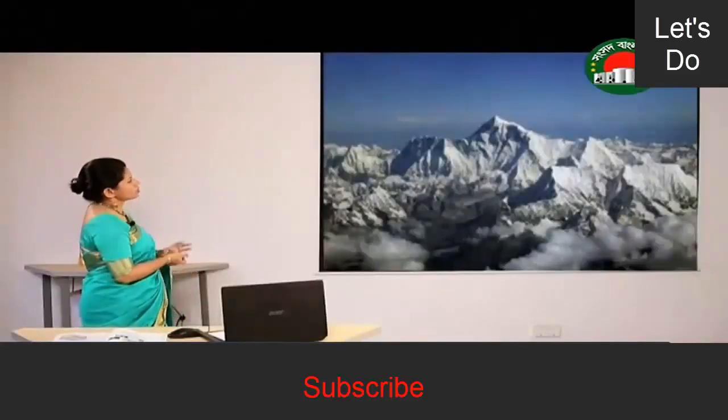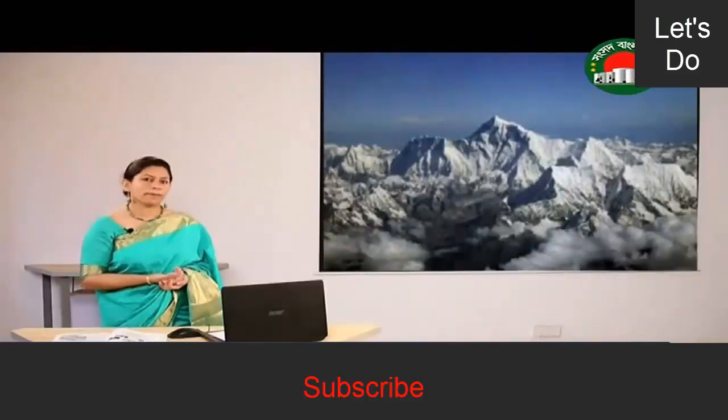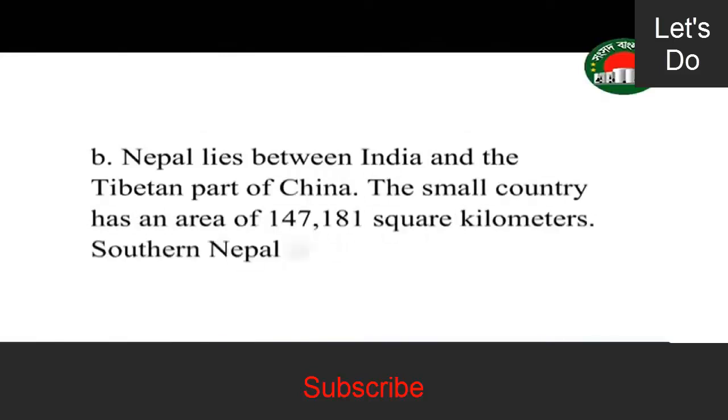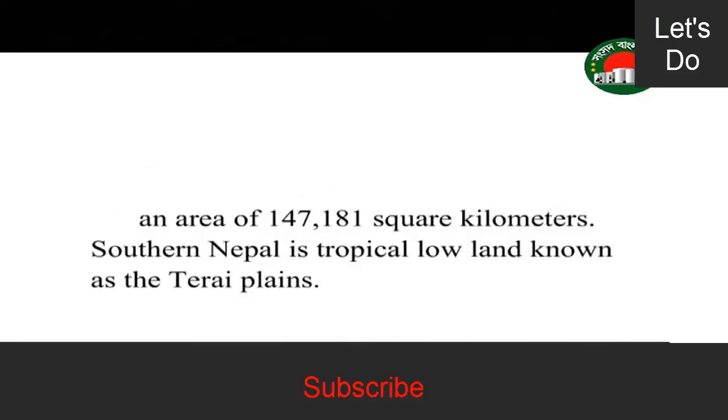Okay. So the first passage. What does the first passage tell about? The first passage tells about the natural beauty of Nepal. Okay, passage B. Nepal lies between India and the Tibetan part of China. This small country has an area of 147,181 square kilometers. Southern Nepal is tropical low land known as the Terai Plains.